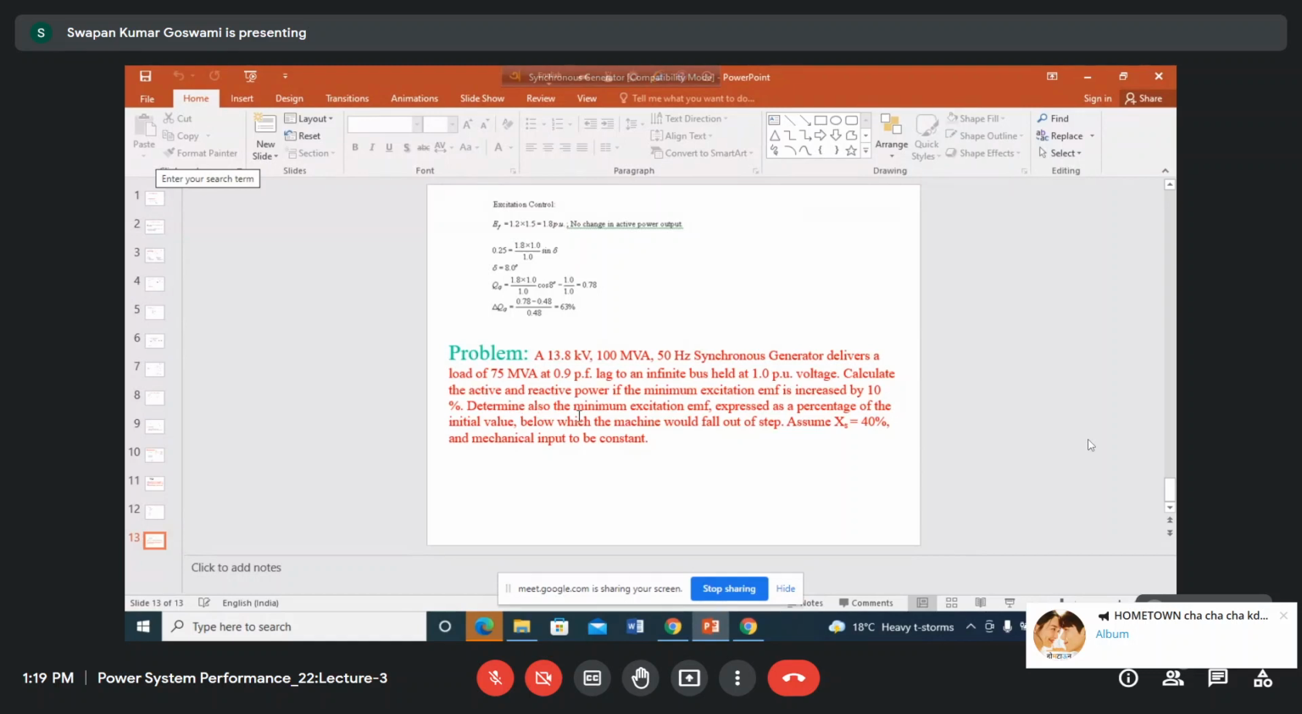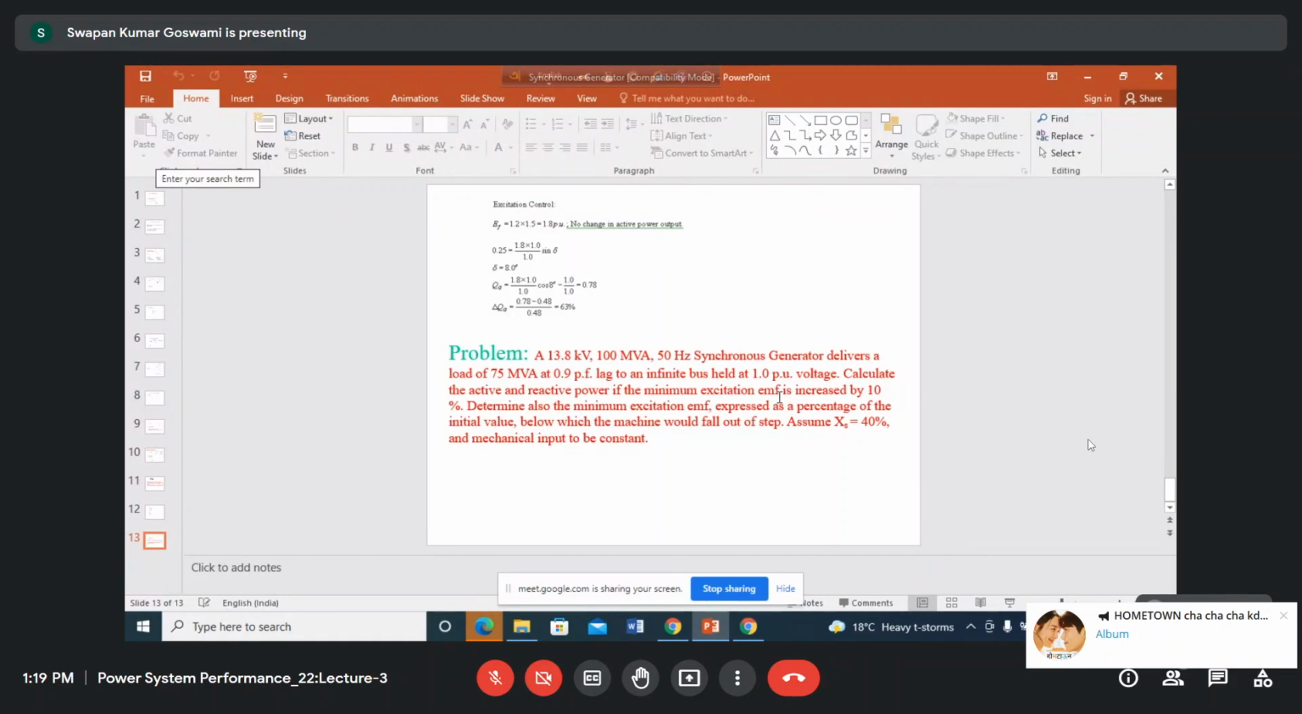Calculate the active power and reactive power if the excitation EMF is increased by 10%. Determine also the minimum excitation EMF, expressed as percentage of the initial value, below which the machine would fall out of step. So from the first part, for a change in field current, you have to calculate the change in active power. Obviously, this will be zero, no change in active power.